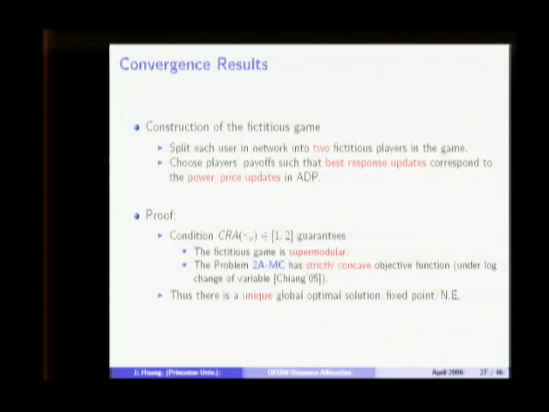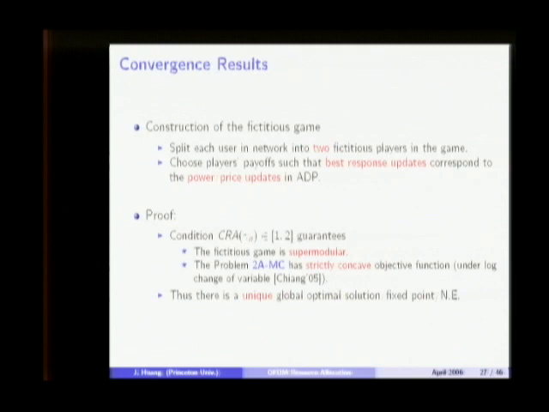So each fictitious user has a best response update. And a combination of two fictitious users' best responses corresponds to a power price update. So each user in the network updates power and price. And they update it in a cooperative fashion because they are announcing the price exactly according to the derivative. They are not arbitrarily announcing the price to maximize the surplus. So the original network is cooperative.